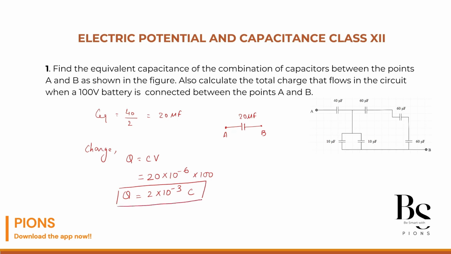Be very careful, since the question is asking what is the charge flowing between A and B. This is that charge. They have not asked what the charge across each capacitor is. That will be different. Across each capacitor it will not be 2 into 10 to the power minus 3. For the whole circuit it is 2 into 10 to the power minus 3. For an individual capacitor it can be 2 into 10 to the power minus 3 as in this case, but for other cases like this branch and this branch, the charges will get split.